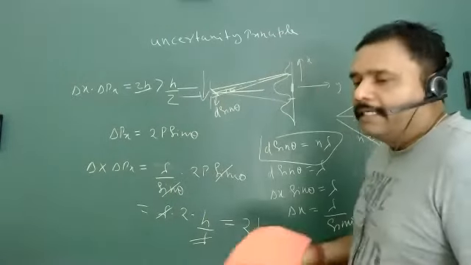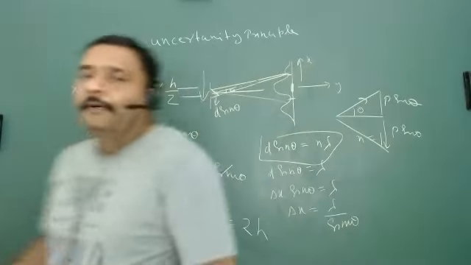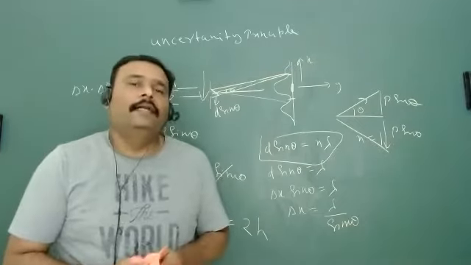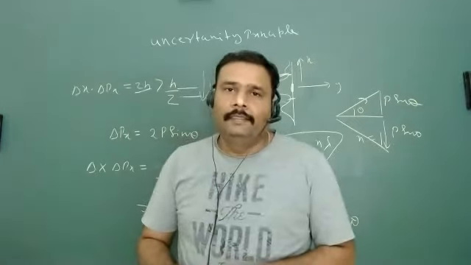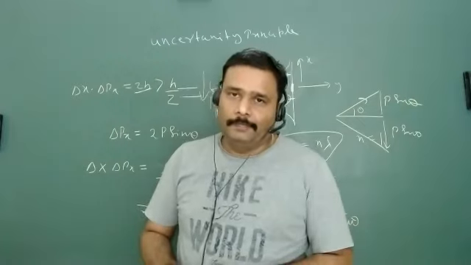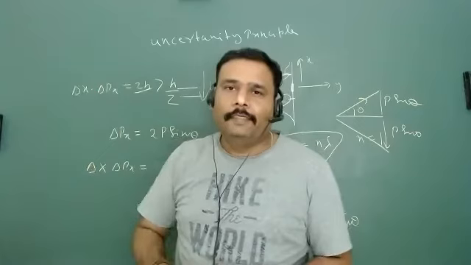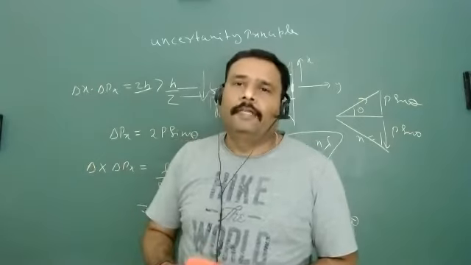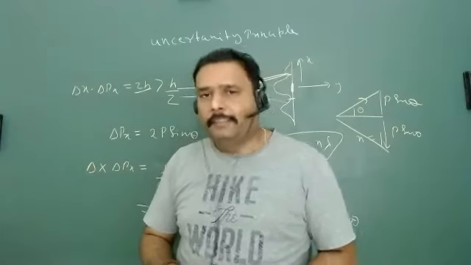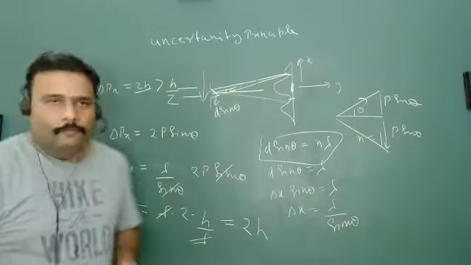Now let's try to figure it out. Can we get the energy of the hydrogen atom from the uncertainty principle? We have got the energy of the hydrogen atom from Bohr's theory. Let's try to get the energy of the hydrogen atom from the uncertainty principle. It's a very nice problem. Let's try to do this.